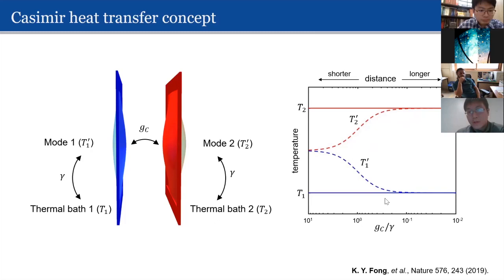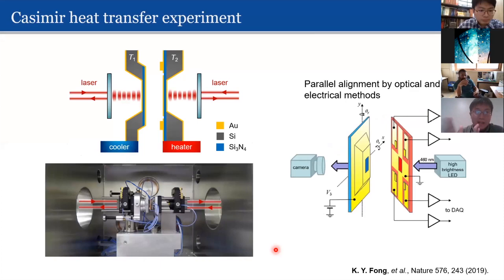Then the rest will be experimental detail. We align two membranes that we fabricate. This is the membrane, with a cross-section loop. It has a funny shape, which I will explain in a moment. We have laser interferometry to monitor the membrane motion, and we put them in vacuum and put them in a stable mount.